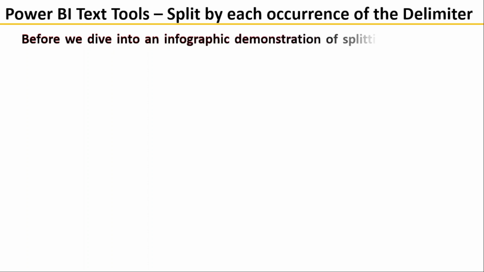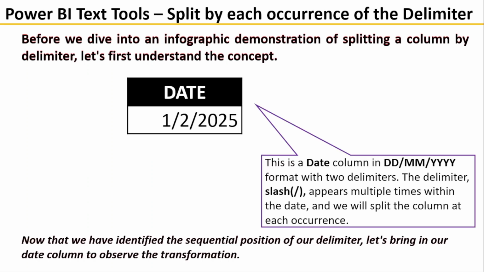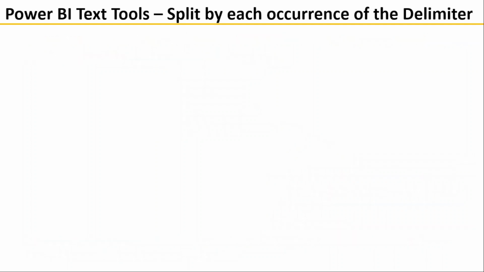So before we dive into an infographic demonstration of splitting a column by delimiter, let us first understand the concept behind this. Now, this is a date column in days, month, year format with two delimiters. The delimiter slash appears multiple times within the date, and we will split the column at each occurrence of this slash. Now we have identified the sequential position of our delimiter. Let's bring in our date column to observe the transformation.